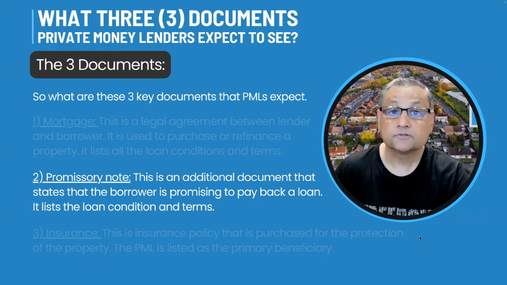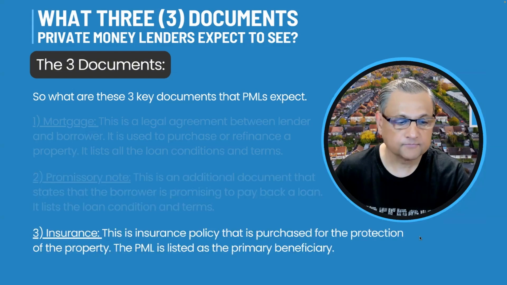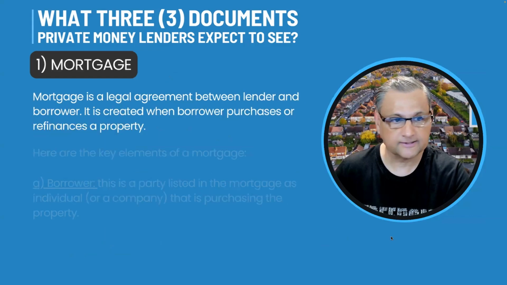Next is the promissory note. This is an additional document that states the borrower is promising to pay back a loan. It lists the loan conditions and terms as well. And finally, there is an insurance policy that is purchased for the protection of the property, and the private money lender is listed as a primary beneficiary. So now let me go through each of these a little bit more in detail.